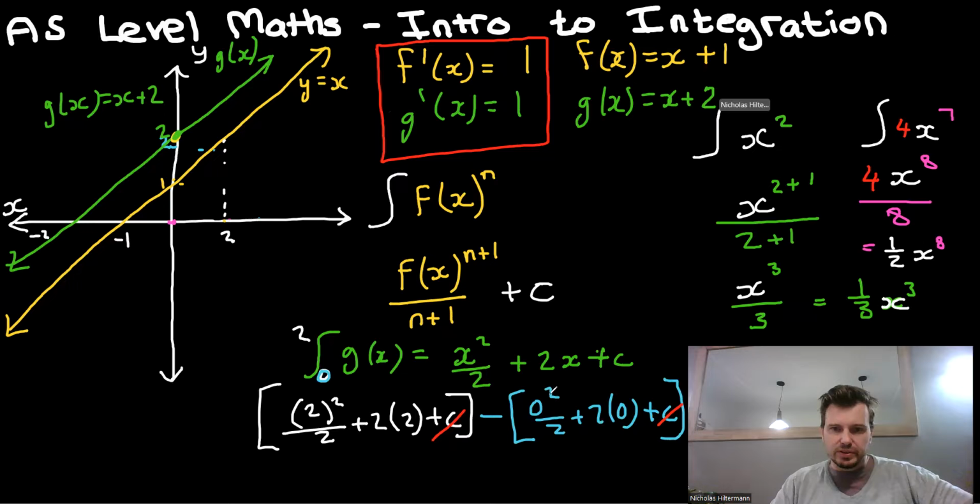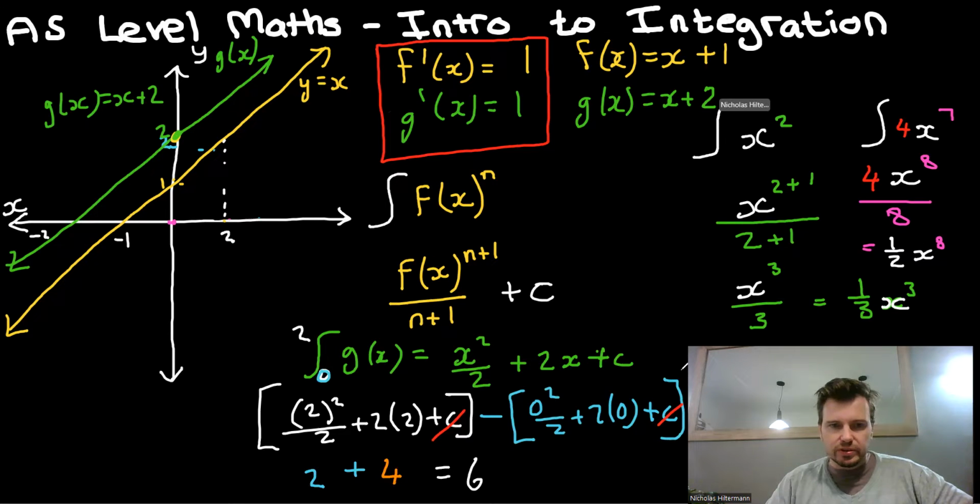Now this bit on the side is 0. And we have then 2 squared, which is 4 over 2, which is again 2, and then the 2 times 2, which is 4, and then the area is equal to 6.